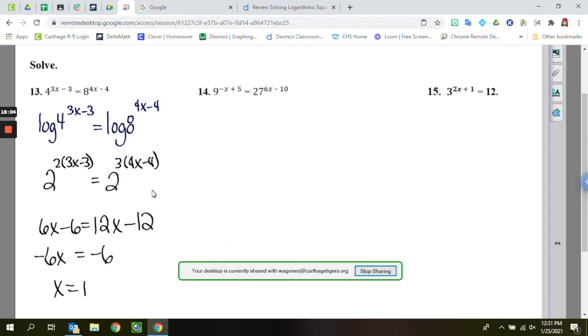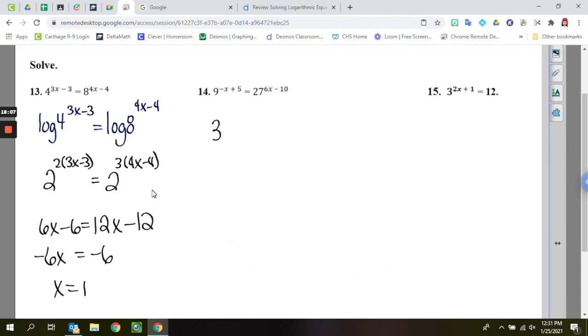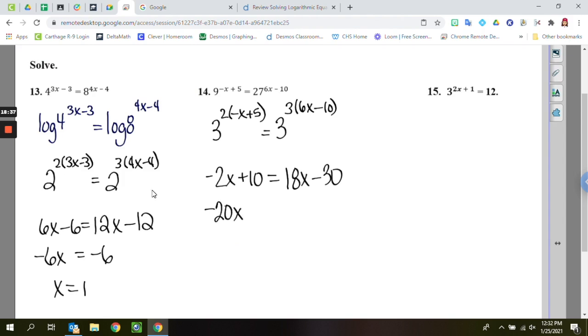Okay. So just like 14, we can get them both to a base of 3. Three to the third. 6x minus 10. So we've got negative 2x plus 10 equals 18x minus 30. Subtract the 18, negative 20x, subtract the 10, x is 2.